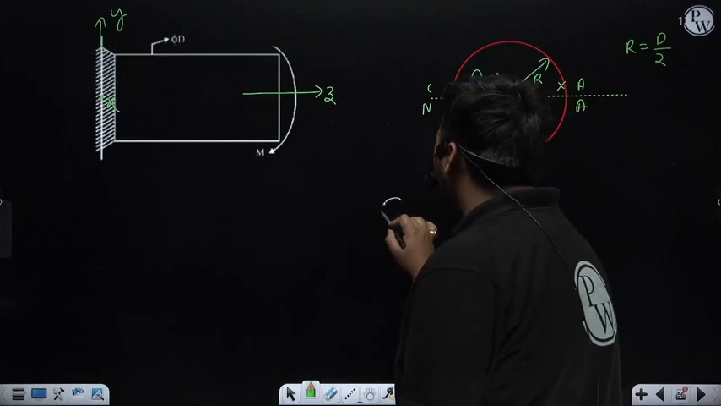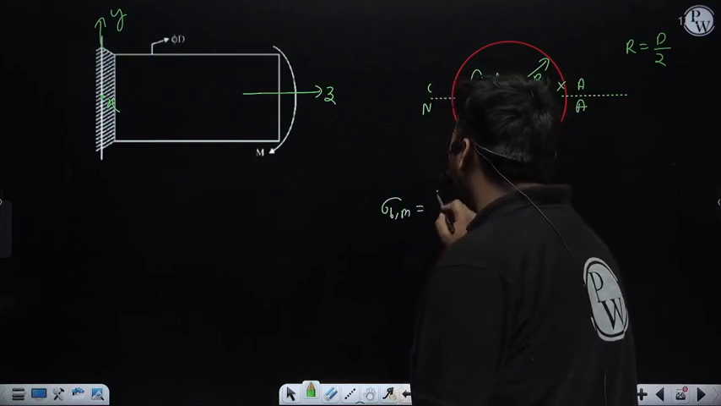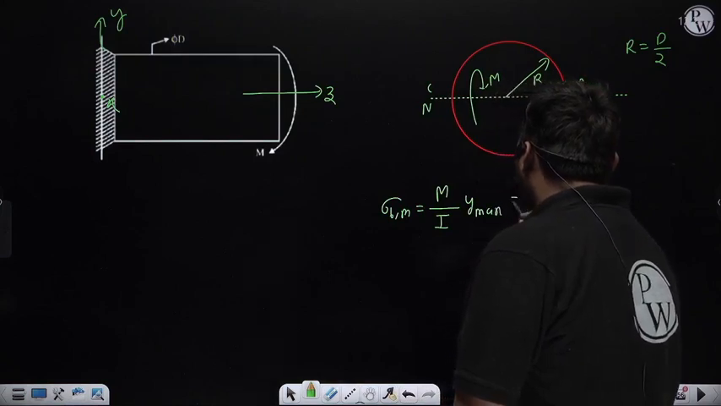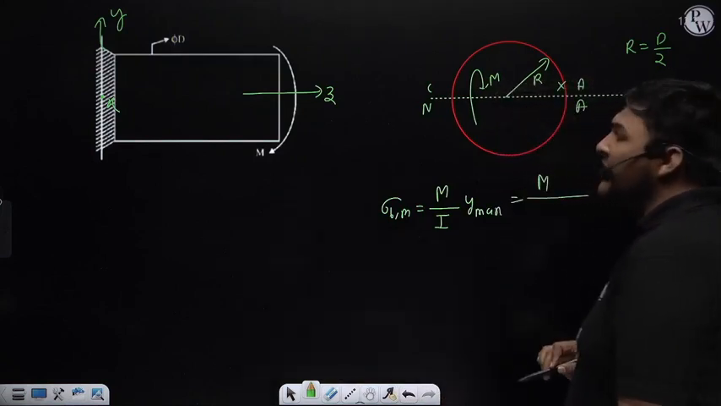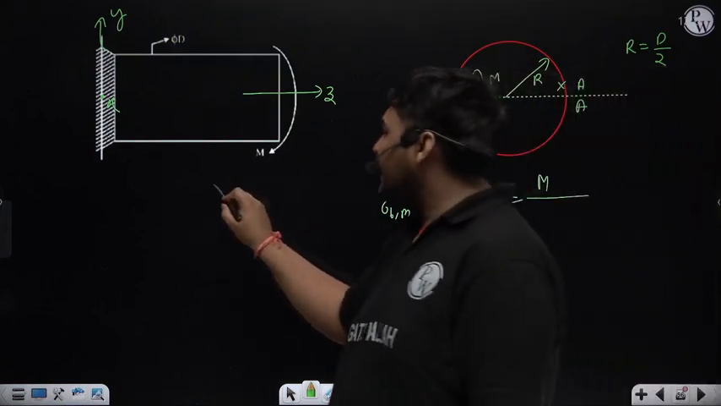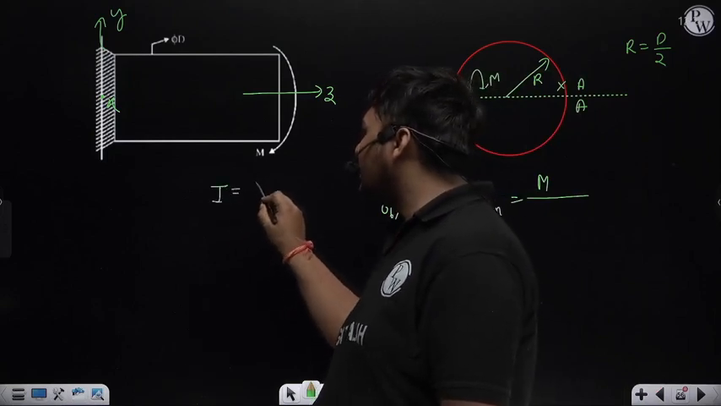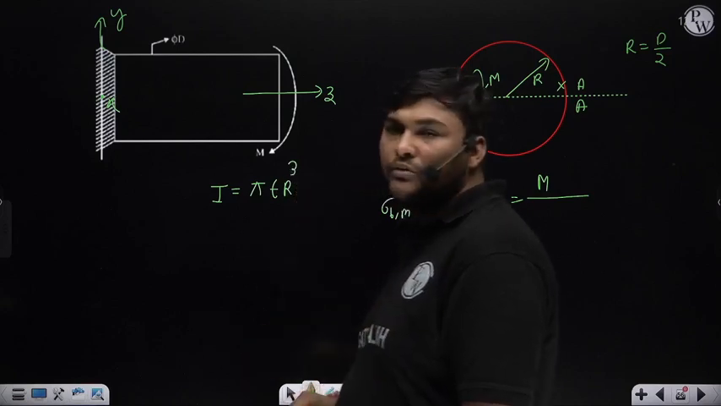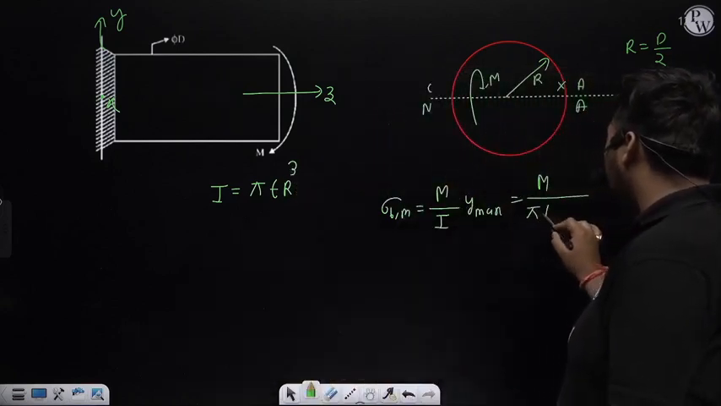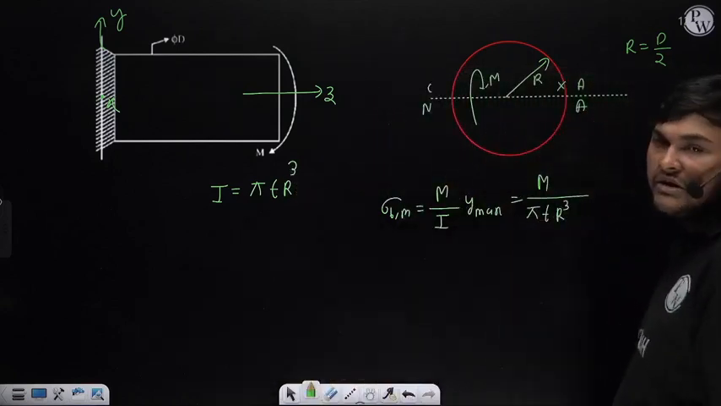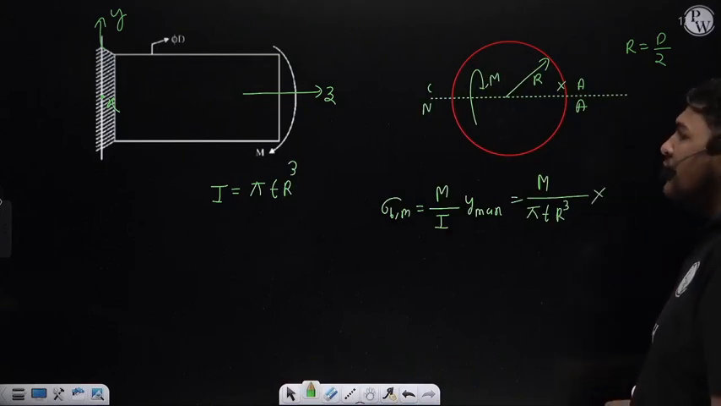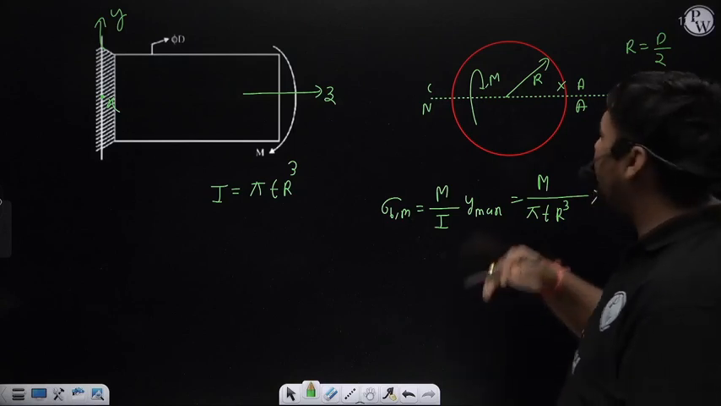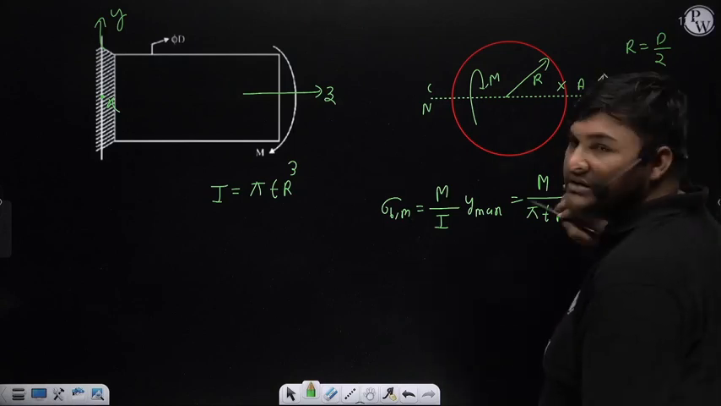The formula to calculate maximum bending stress due to bending moment is M upon I into y max. M is bending moment, and I is the area moment of inertia about the neutral axis. For a circumferential weld, the formula to calculate this area moment of inertia is I equals pi t r cube, where t is throat and r is radius. And y is the perpendicular distance from the neutral axis. The neutral axis is horizontal, so we need to find the vertical distance.